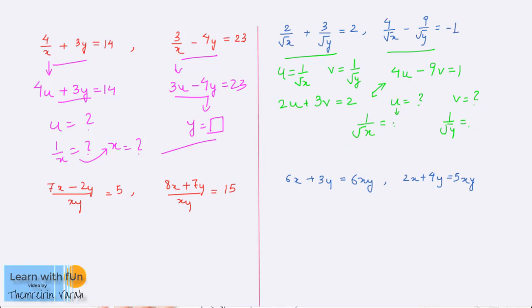The value of u is 2 and the value of v is 3. So 1 by root over x will be equal to 2. This implies that root over x will be equal to 1 by 2, or x will be equal to 1 by 2 square, which is 1 by 4. Then 1 by root over y equals 3, so root over y will become 1 by 3, or y will be equal to 1 by 3 whole square, which is 1 by 9.